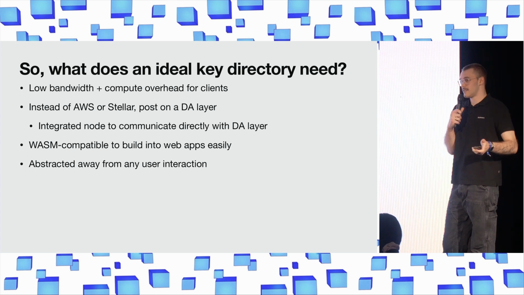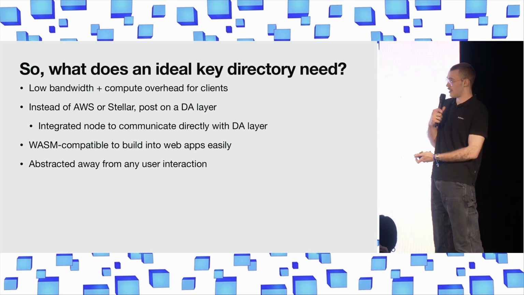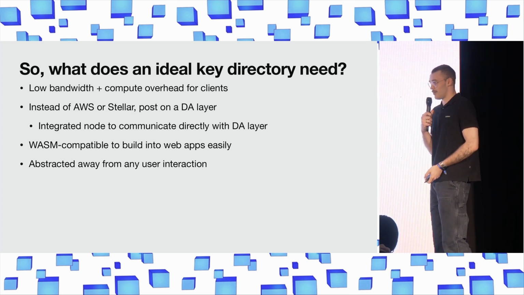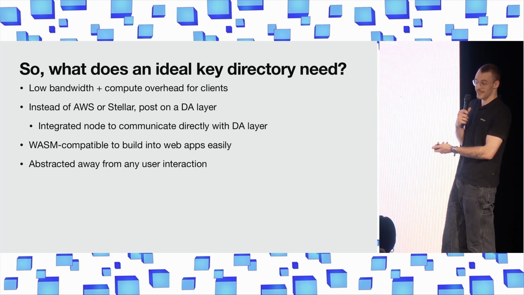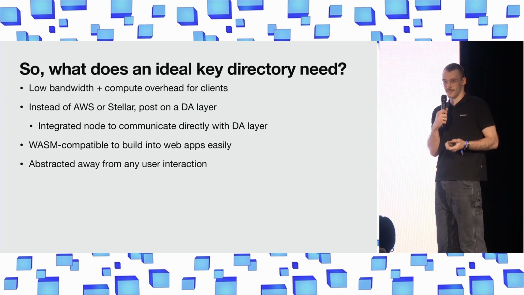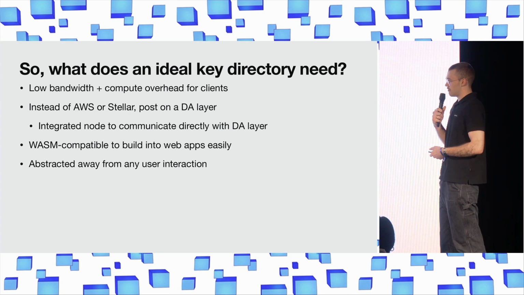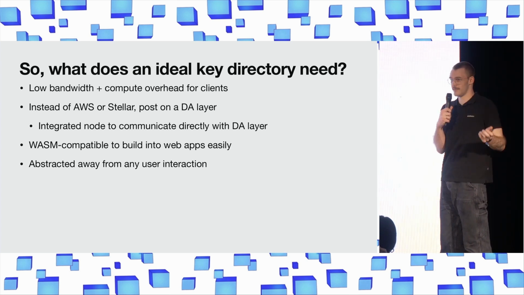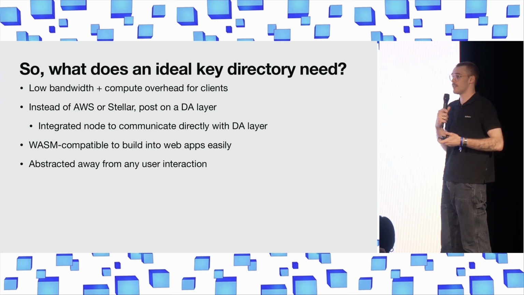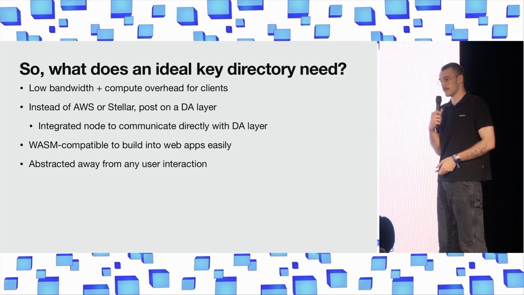And then you also need somewhere to post this. So instead of AWS or Stellar, you should probably post it on a DA layer. And while you're doing that, you actually can't trust an RPC, like I said before, because the service provider is probably also running this RPC themselves. And then it doesn't get rid of any trust assumptions. So you should integrate a node that can communicate directly with this.